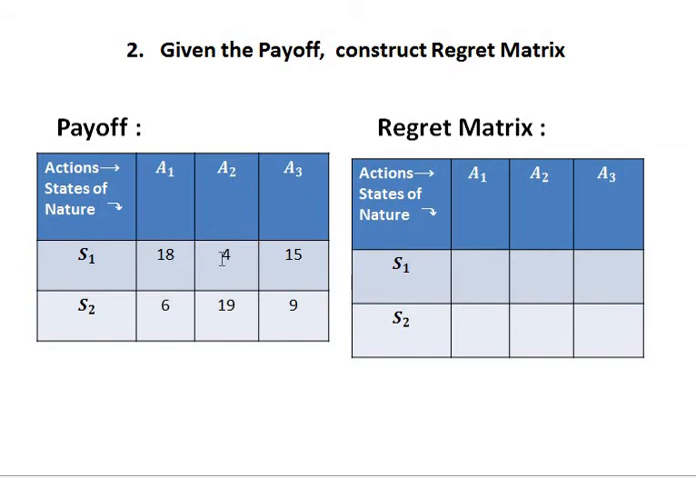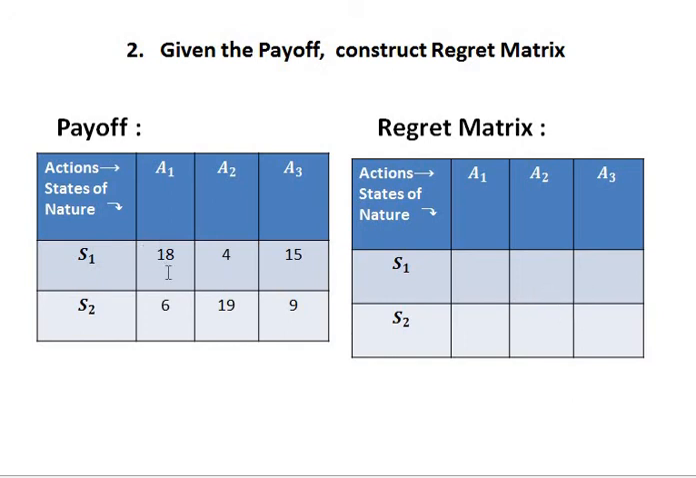With A2, 4 is the payoff, and with A3, 15 is the payoff, and same here as 6, 19 and 9. Okay. Now what we will do? We are going to perform a regret. We are going to find out the regret value. So for that purpose, we have prepared the blank table first, and now we will be finding the regret value.